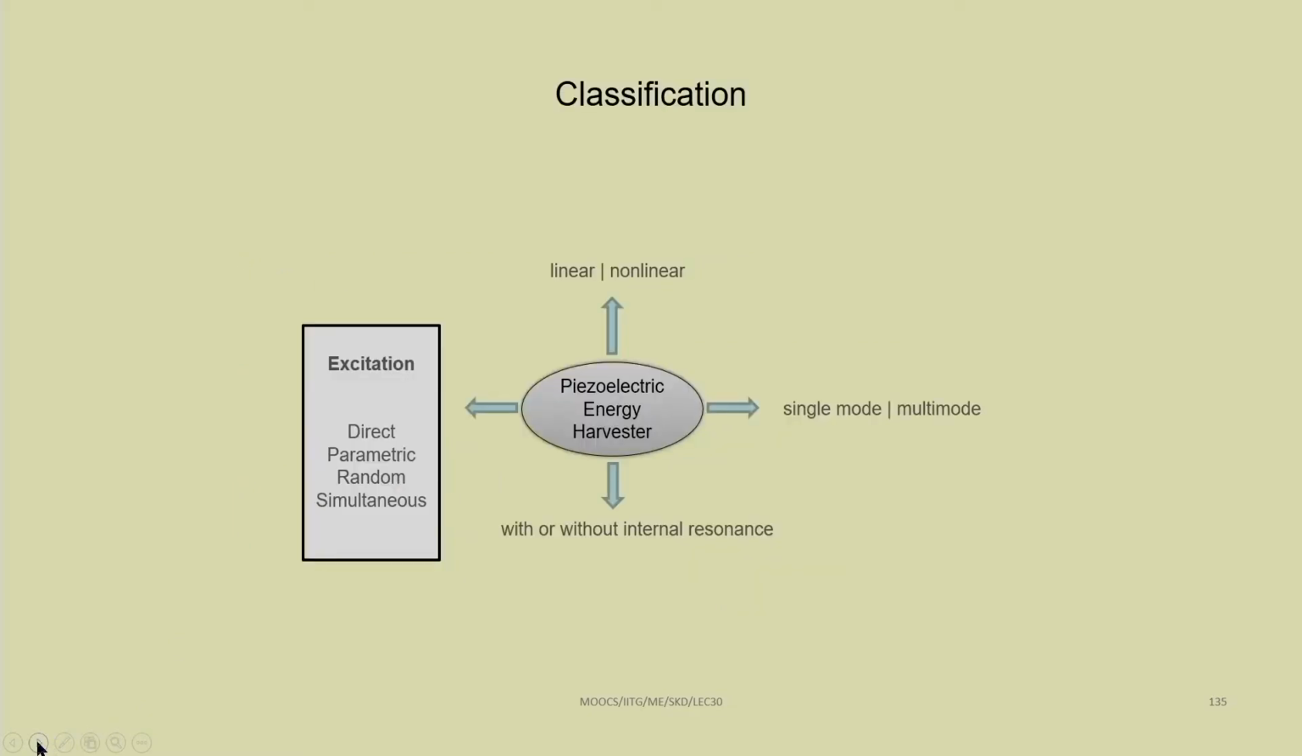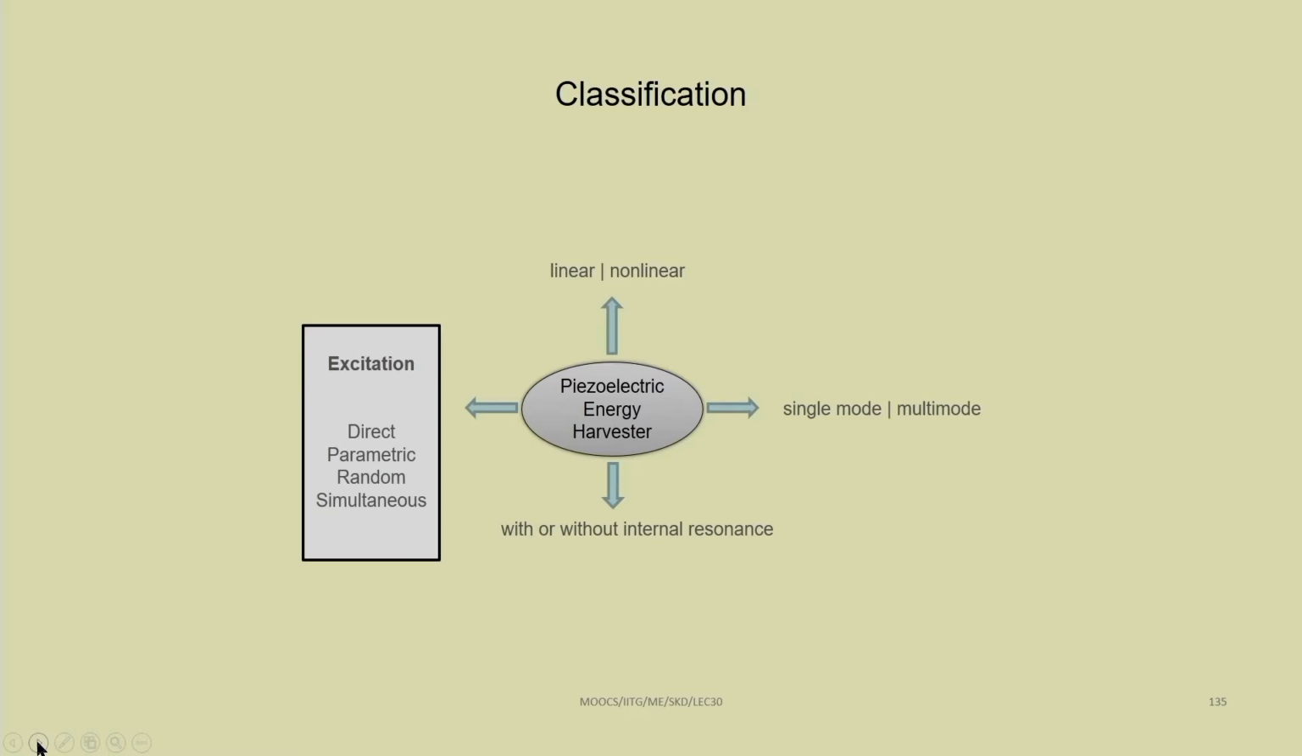Now, classification of excitation. It can be direct excitation, parametric excitation, random or simultaneous. All these excitations can be applied to a system to harvest this energy. In the case of direct excitation, for example, we can give wind force, or we can put it on a shaker or a vibrating structure. In a parametrically excited system, the direction of the force and the direction of the response are orthogonal.